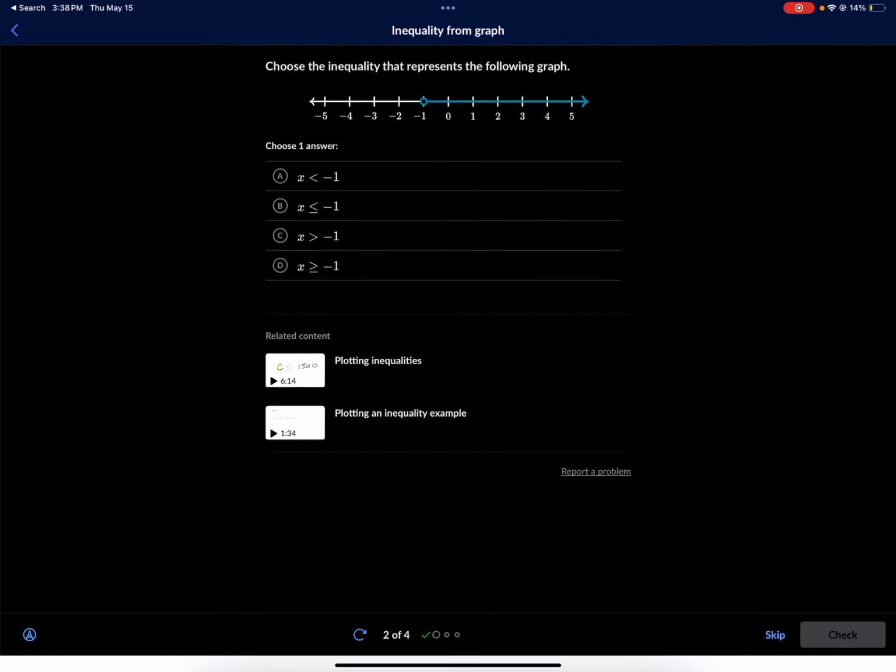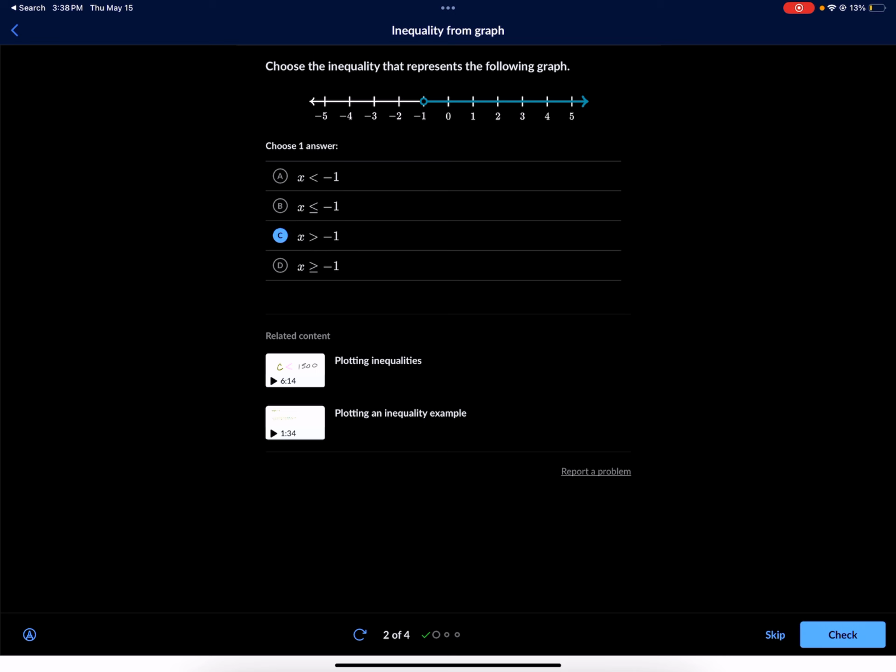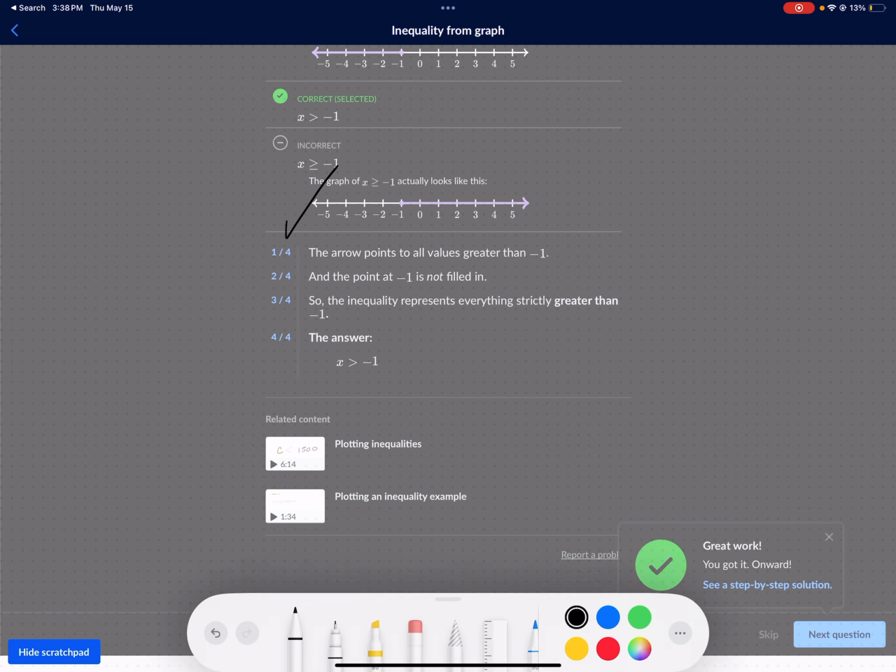So here we have, what is it? An open dot. So we know it's going to be just either less than or greater than. And it's going to the right. So that means that the answer here is C. Good job and good inferencing. If you got that right, good job. If you didn't, here's the videos and happy studying.